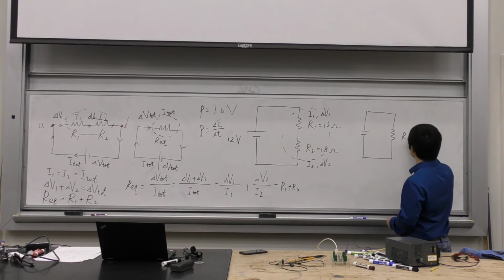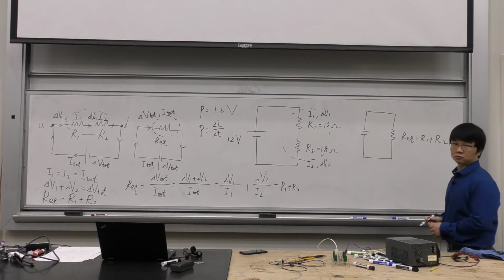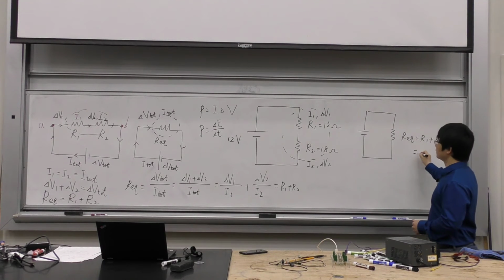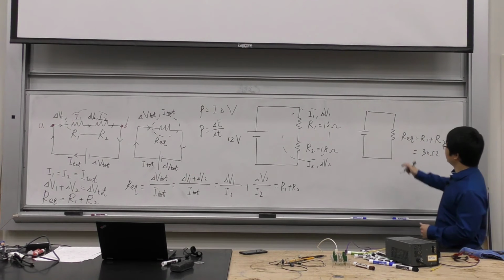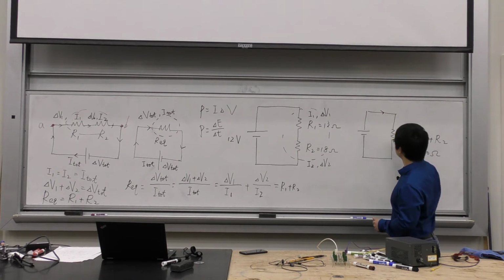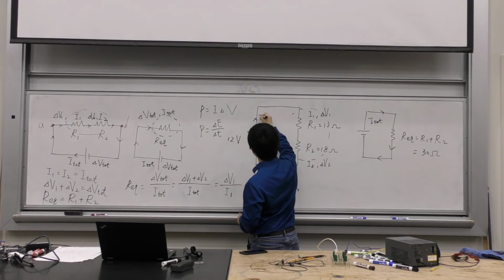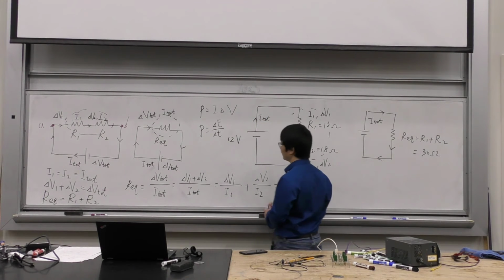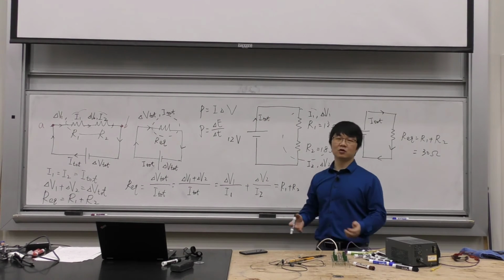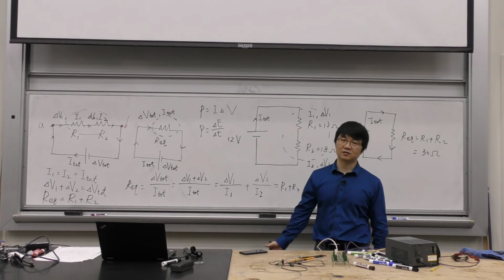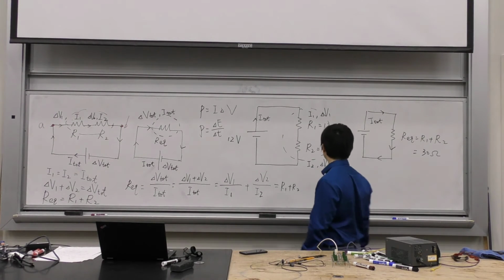this REQ is going to be equal to R1 plus R2, and in this case, it's going to be 30 ohms. So if you can find this current, I total, that's going to be the current in this original circuit everywhere. Remember, I1, I2, I total, there's no difference. There's only one current in this path, because there's only one path.